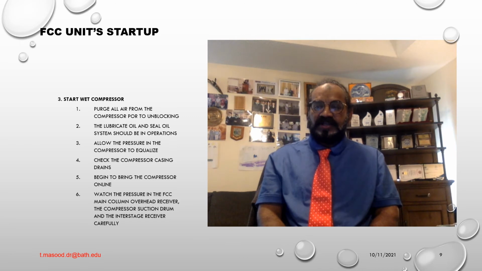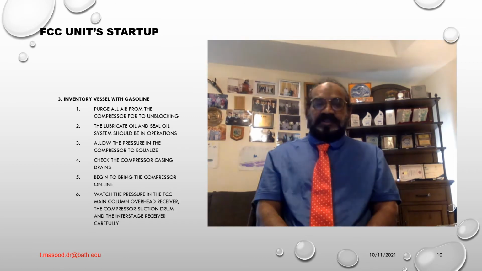Close the net sponge gas control valves. Begin to bring the compressor on in accordance with manufacturer procedures. Watch the pressure in the FCC main column, overhead receiver, the compressor suction drum, and the interstage receiver carefully. Add fuel gas as necessary to maintain pressure. Number 7, the compressor should be running with the sponge gas control valves closed.